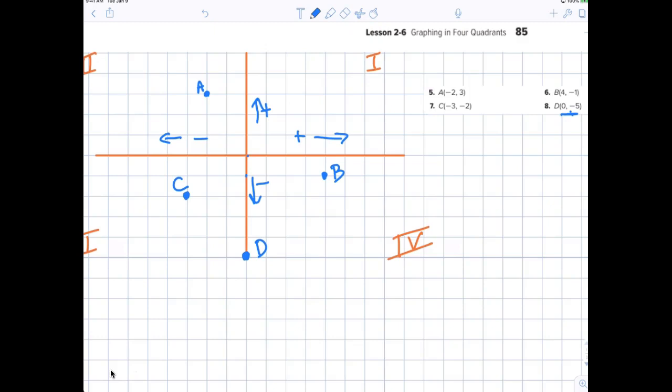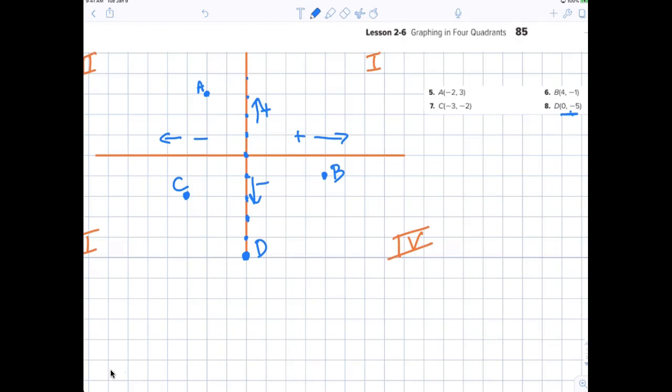All right, is everybody okay with that? Is D in a quadrant? No, it's not in the quadrant. We say it's on a what? Well, origin is not bad, but listen, there's only one spot for the origin. We say it's on the what? Yay, thank you. Point D is on the y-axis. So anytime a point is on an axis, we don't say it's in a quadrant. We say it's on the y-axis. If it's on the x-axis, we say it's on the x-axis. It's not in a quadrant.